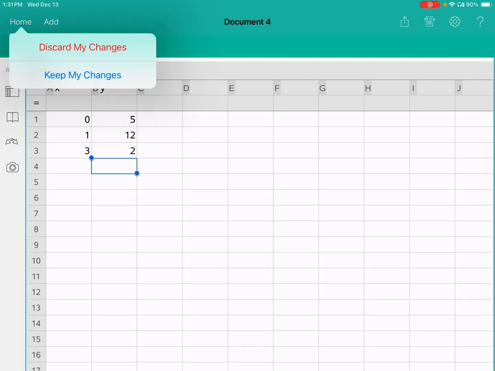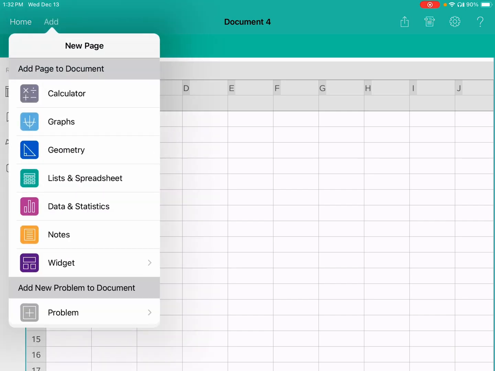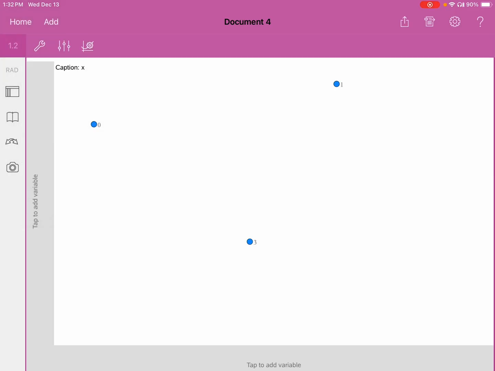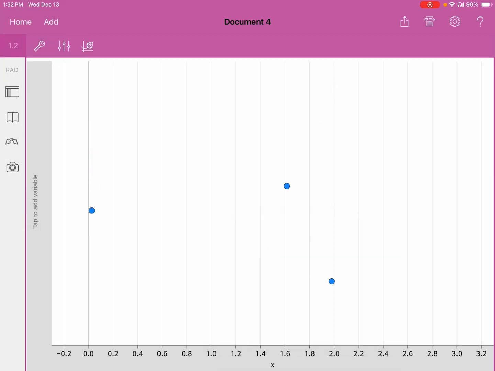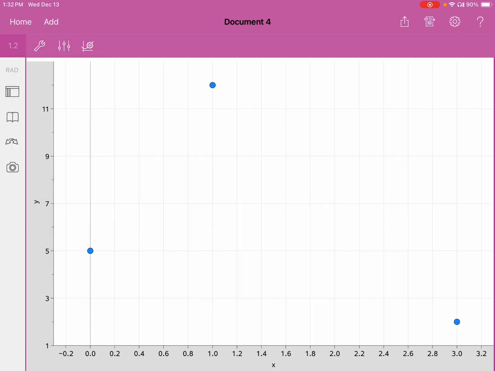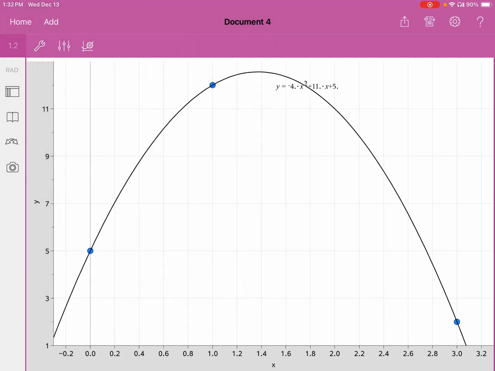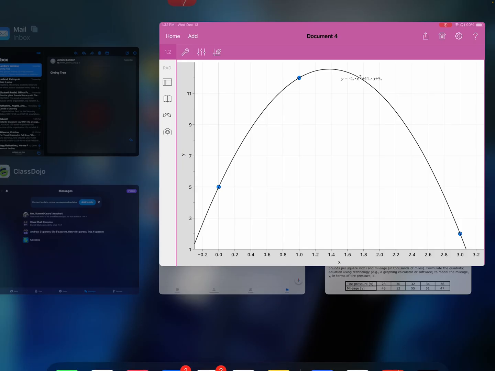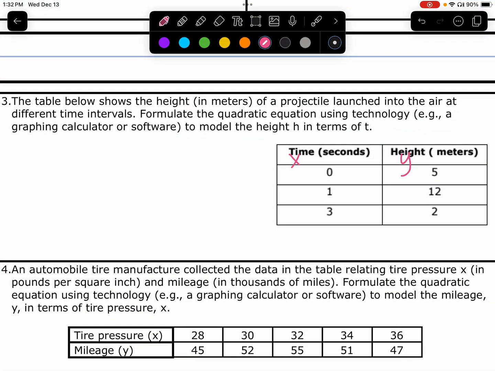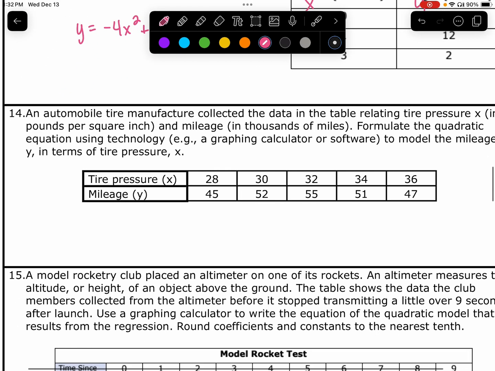All right, so now we're going to add a data statistics page here, and that'll be your x-axis, of course. This will be your y-axis. And we're going to analyze the graph. So go to menu, analyze. We want the quadratic regression. Boom. And there's your equation right there. So that'll be y equals negative 4x squared plus 11x plus 5. All right. Try number 14.